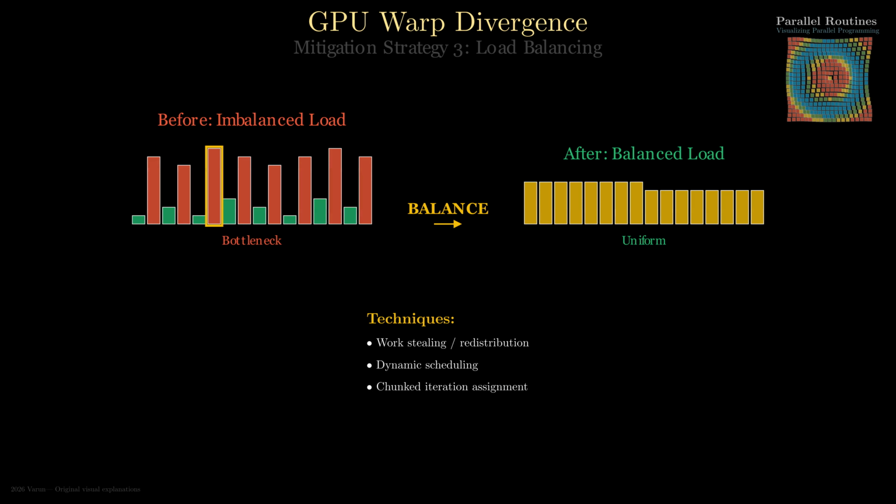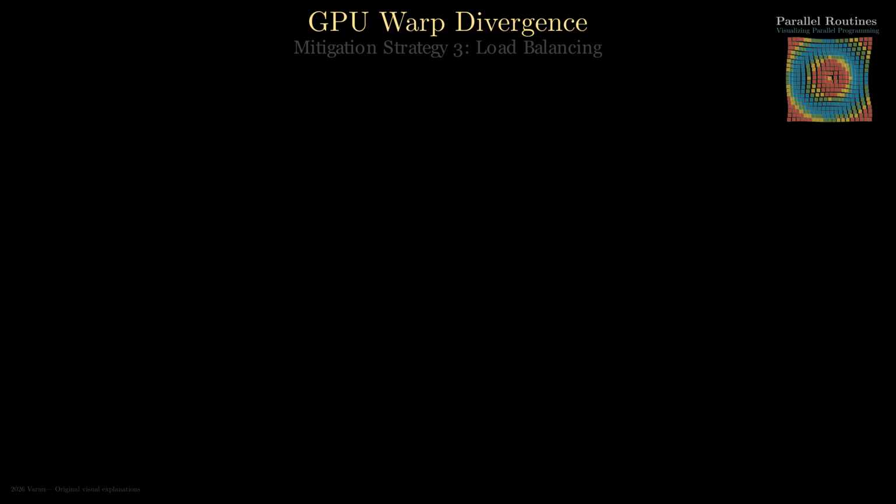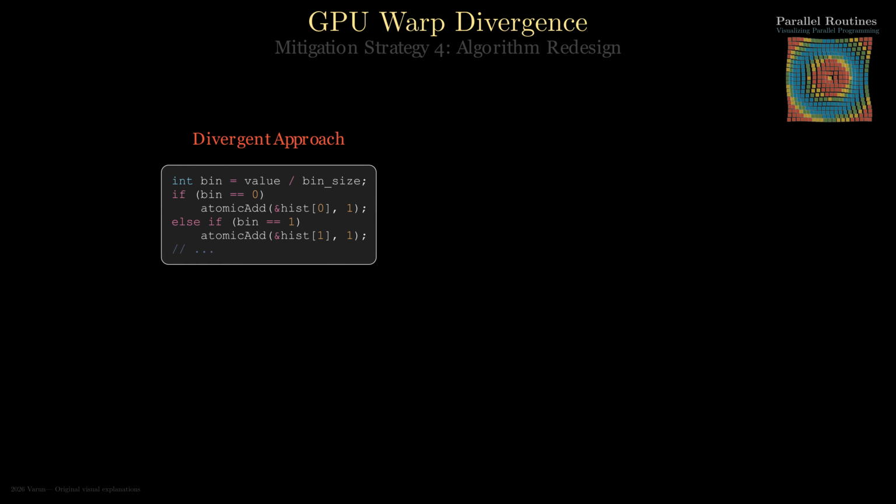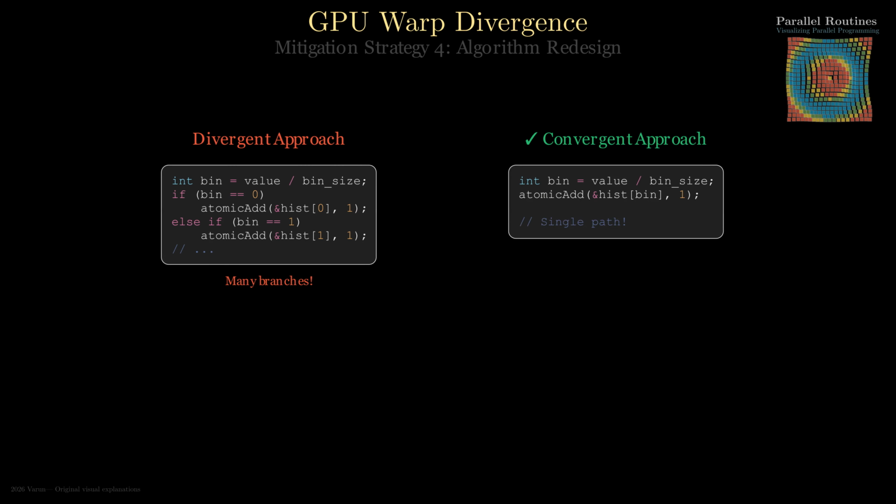Techniques include work stealing, where idle threads take tasks from busy ones, dynamic scheduling for runtime assignment, and chunked iteration patterns. Sometimes, the best solution is rethinking your algorithm entirely. Consider atomic histogram computation. The naive approach uses many branches, one per bin. By using computed indexing instead of conditionals, we eliminate all branches. One clean path for all threads.